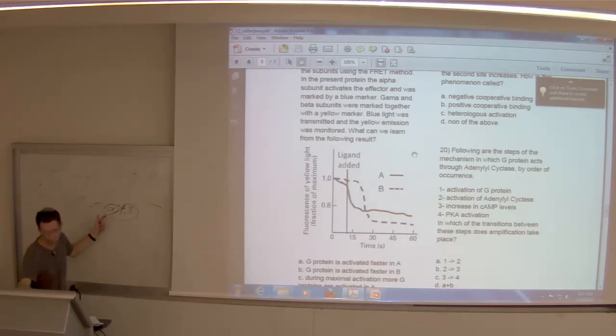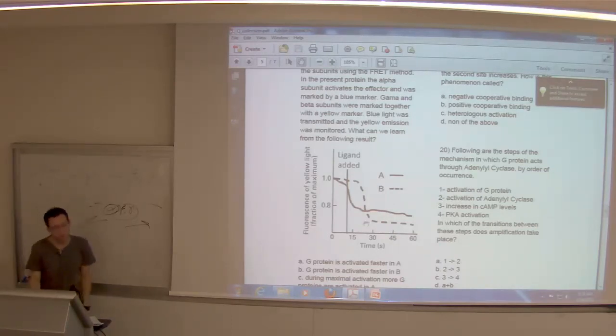The alpha, right? We have the yellow. Actually, it doesn't matter because when you have a drop in the emission, then all you can say is that these two components have been separated from one another. One goes away, or one stays stable and the other dissociates from it and flows laterally along the plasma membrane. You would get a drop when these two subunits get farther apart from one another. So this is exactly the principle of the FRET method, which we discussed in class.